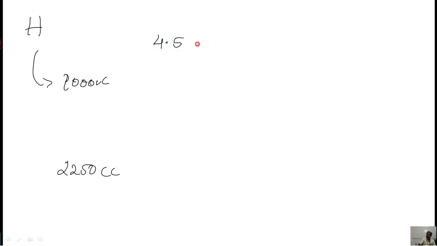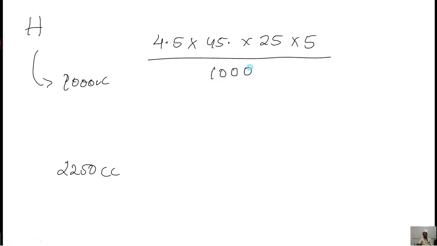When you come to heavy compaction, it can be done in 2 molds. One is the 1000 cm³ mold and the second one is the 2250 cm³ mold. Here we are using a 4.5 kg hammer. That hammer will drop from 450 mm, meaning 45 cm, for 25 blows for the smaller mold, and for 5 layers. Then the answer is 4.5 into 45 into 25 into 5 divided by 1000. That answer is 25.3.